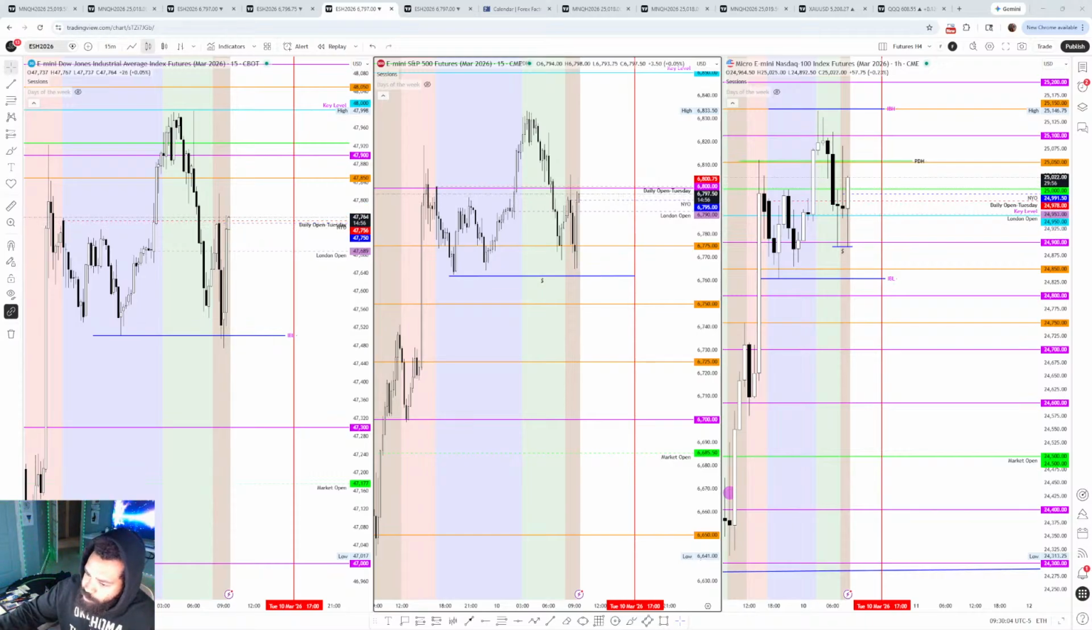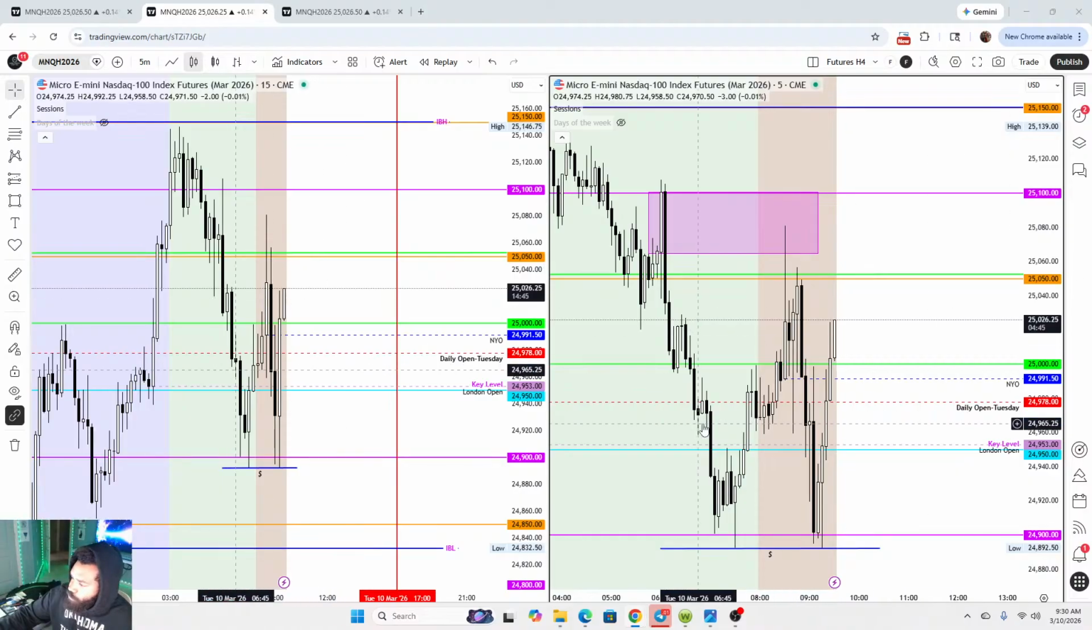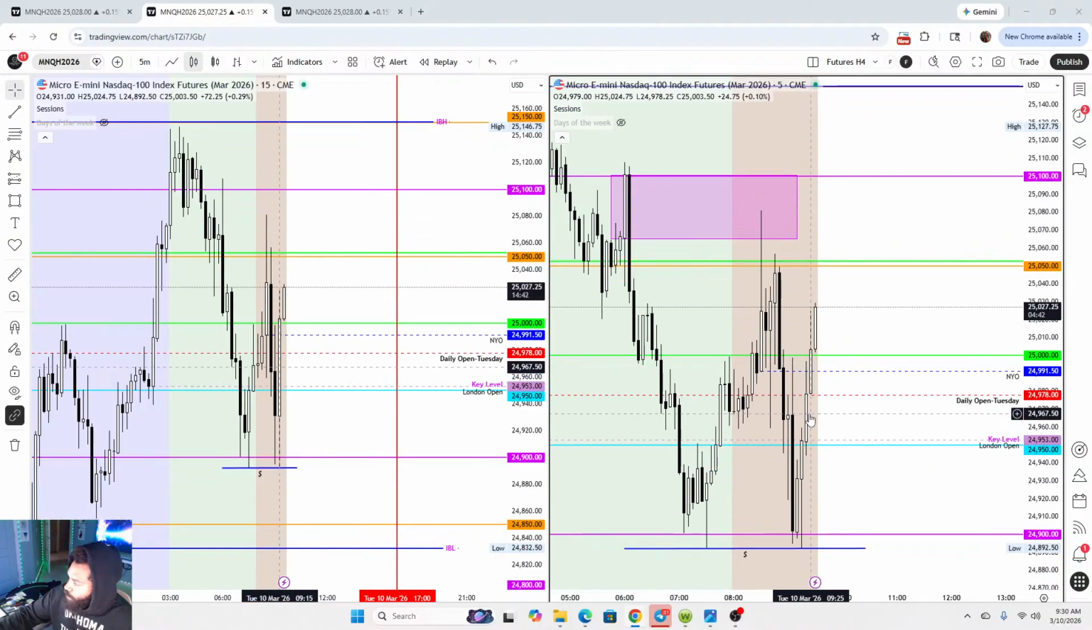Nice. So those 5-minute areas are pushing pretty nice. Let's see what we get here. Okay. So we are starting to push up. So if you took any buys, even late buys, right, like right at daily open, you should still be at a 1 to 3R. Okay.